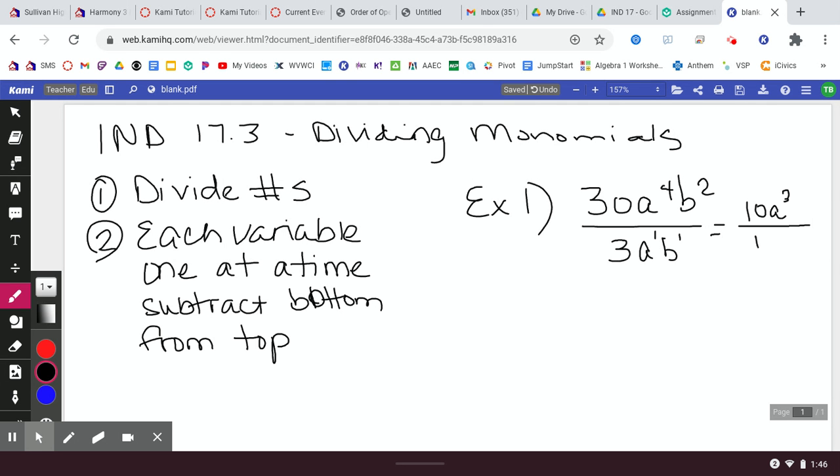That 3 is quite the beautiful 3, isn't it? Not exactly. Let's try to write that so it actually looks like a 3. There we go. A little bit better. Now look at my B's. Where do I have more? On top. How many more do I have up there? 1. So my B goes on top.